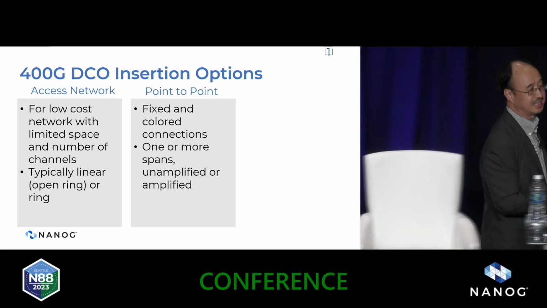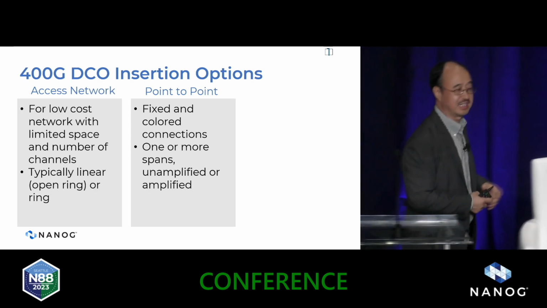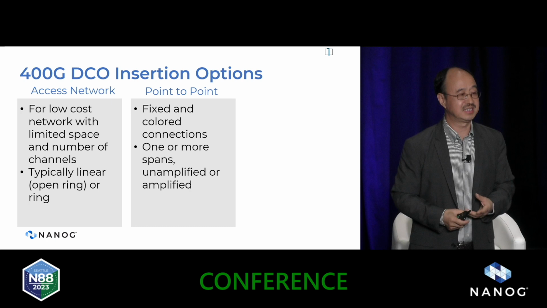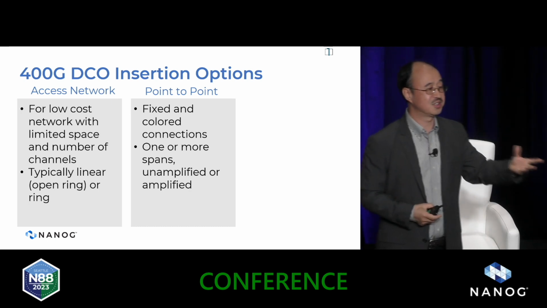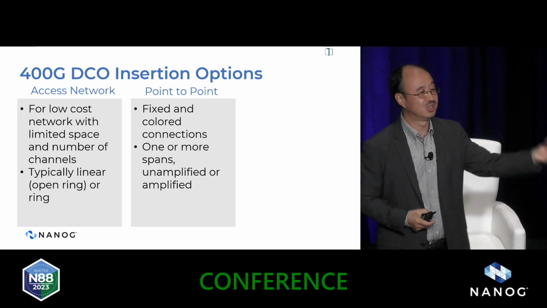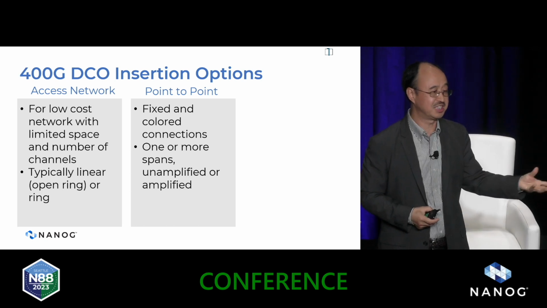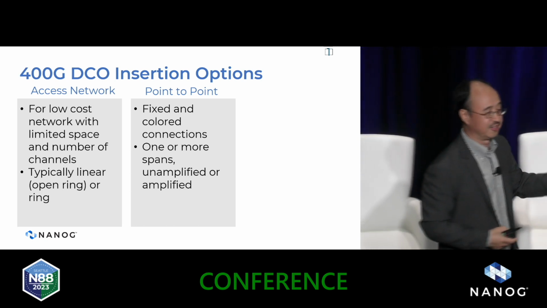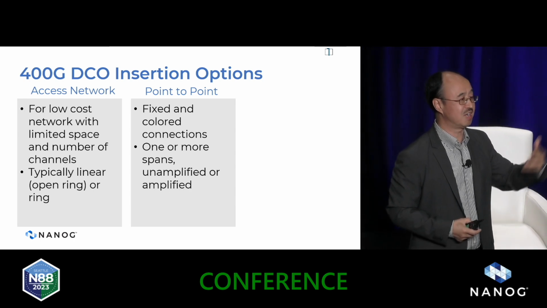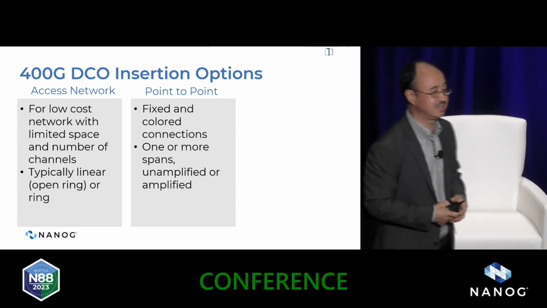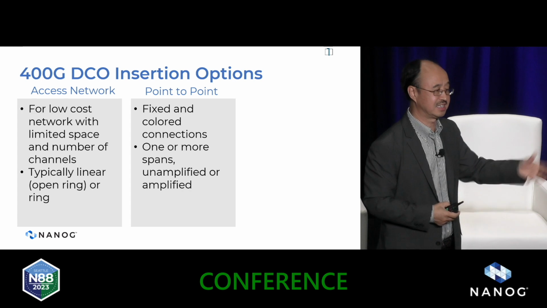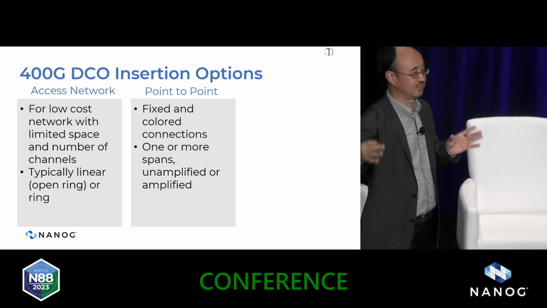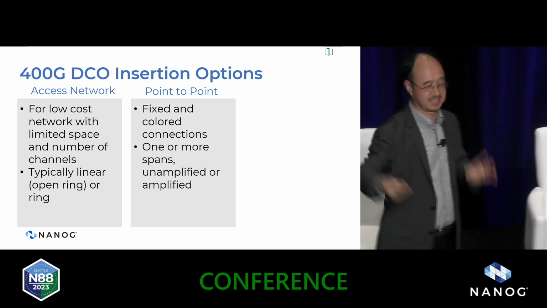The next part is the point-to-point network. This is very common for the data center, metro space, and the signals can be either amplified or unamplified, depending on your distance. The ZR, for example, if it's amplified, you can run up to 120 kilometers. If it's unamplified, the distance is much, much shorter, depending on your requirements, how far your data centers are from each other.